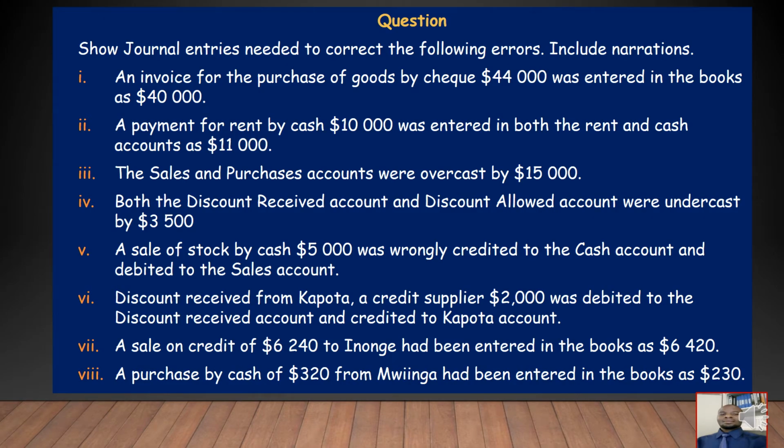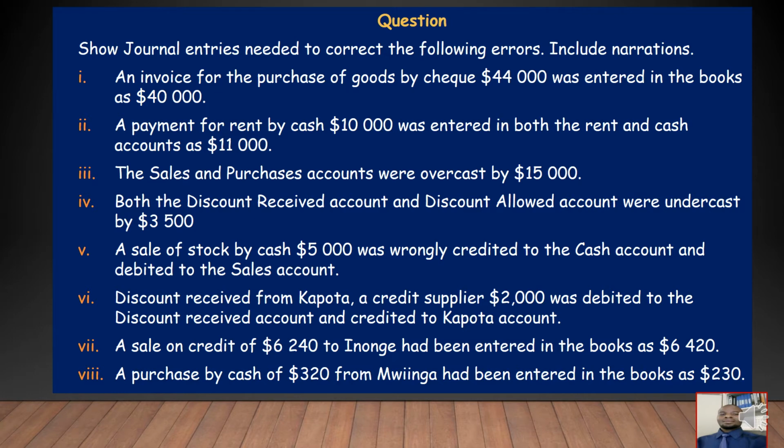Okay, let us now take a look at the problems concerning errors not disclosed by the trial balance. In this question that I present to you, part 1 and 2 of the question have something to do with errors of original entry. So let's take a look at number 1. It says, an invoice for the purchase of goods by check for $44,000 was entered in the books as $40,000.